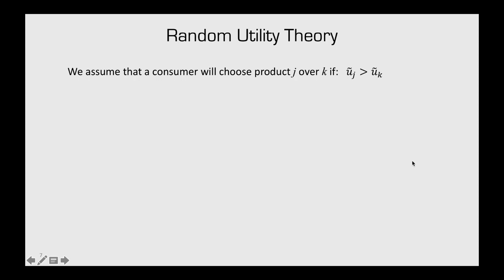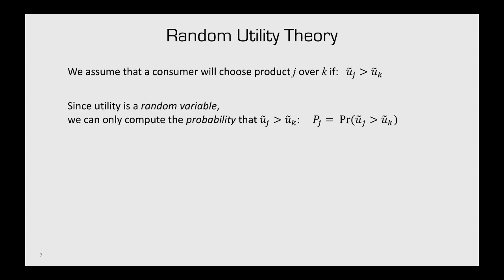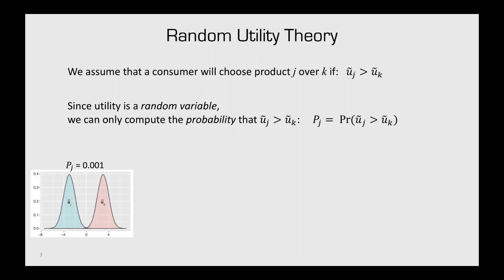We're going to assume that a consumer is going to choose a product if it has a greater utility. But keep in mind that because utility is a random variable, the only thing we can really compute is the probability that the utility of one alternative, j, is higher than that of another alternative, k. So let's think about some different examples. What if our utility distributions looked like this? Well, in this case, the utility for product k is higher than that of product j most of the time. There's very little overlap. So the probability I'm going to choose this lower one, j, is pretty low, maybe even 0, or almost 0.